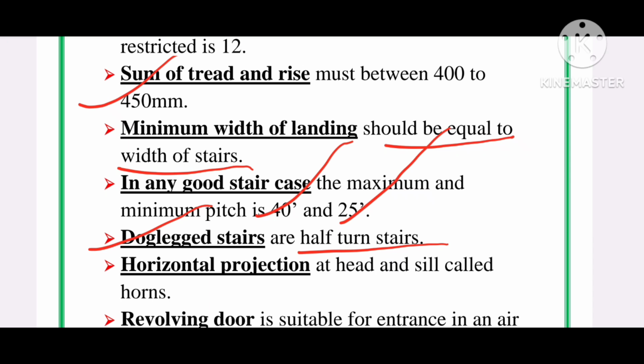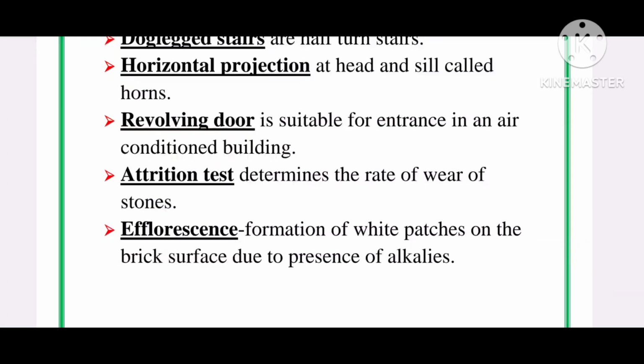Horizontal projection at head and sill level is called horns. Next point, revolving door is suitable for entrance in an air-conditioned building.